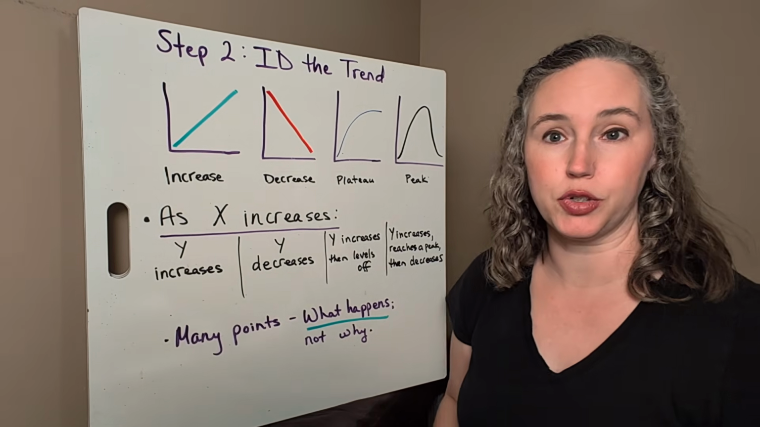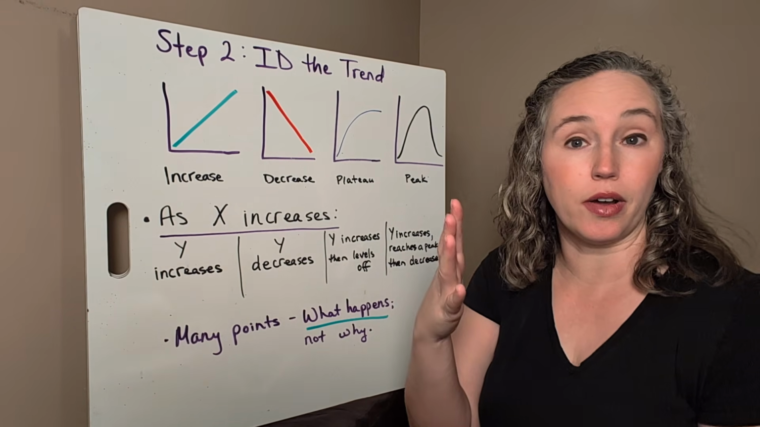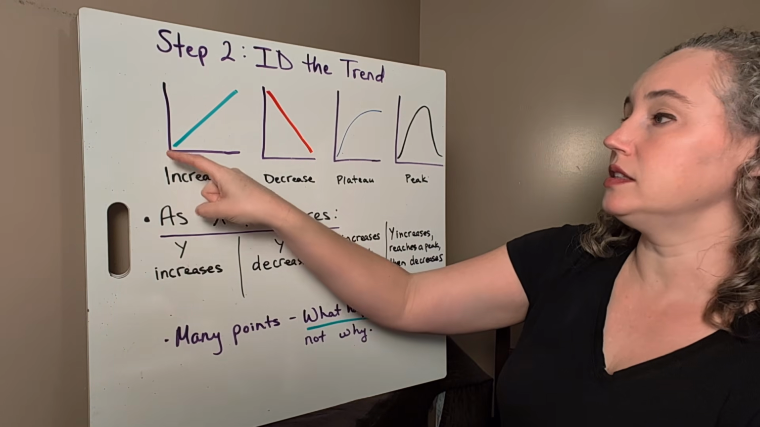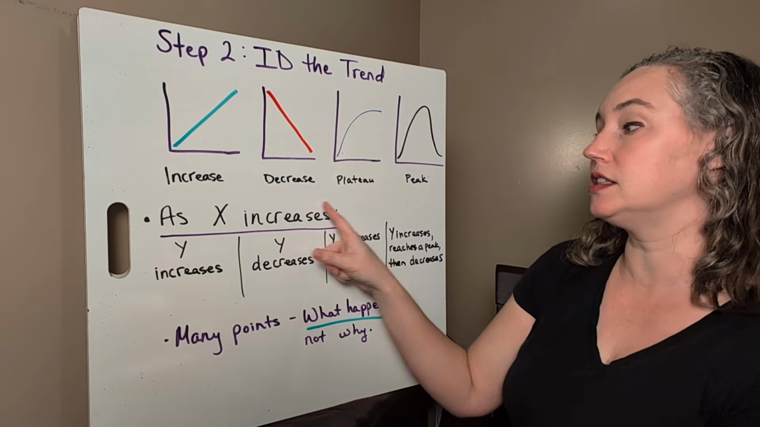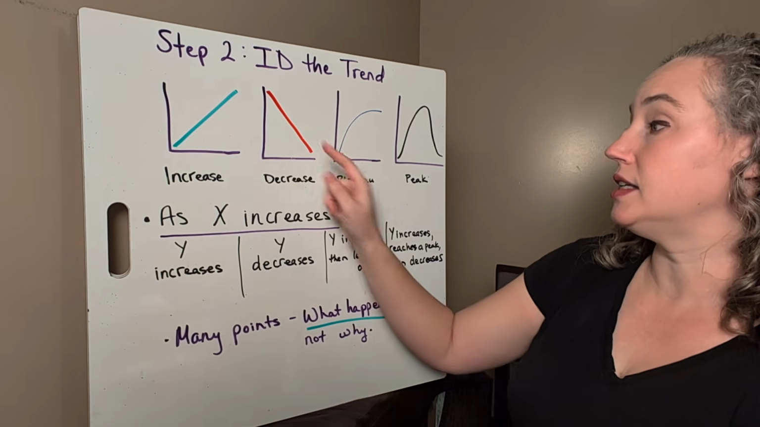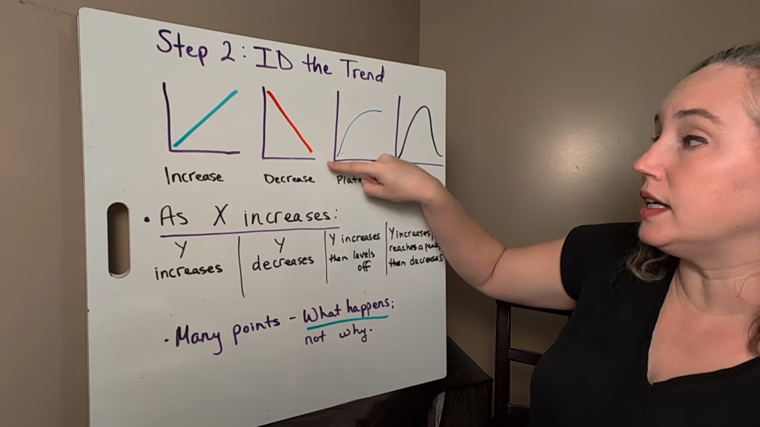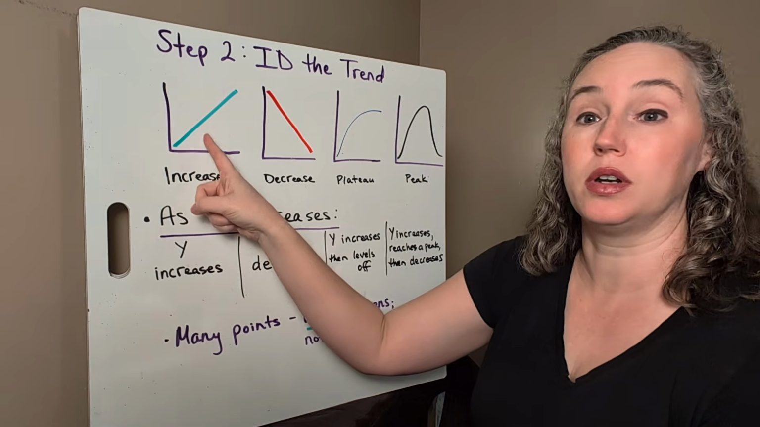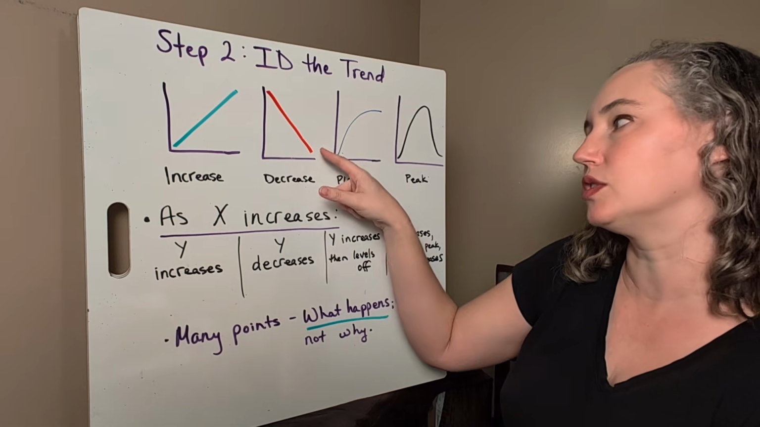Step 2, identify your trends. So here are 4 basic trends. Now your graph may look different, and that's okay, or it might be some combination of these. So when you see this, it is an increase as X increases. For each of these, as X increases, or goes this way, Y also increases. For this second one, as X increases, so as we go to the right, Y decreases. That's called an inverse relationship. This one over here in the green, the increase, this is called a direct relationship. These are directly related. These are inversely related.